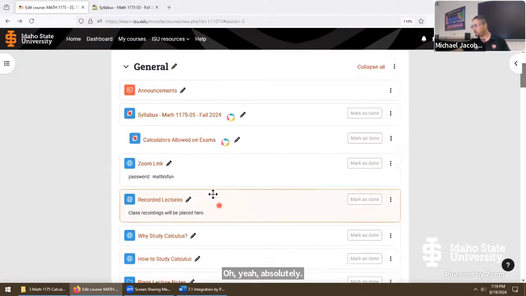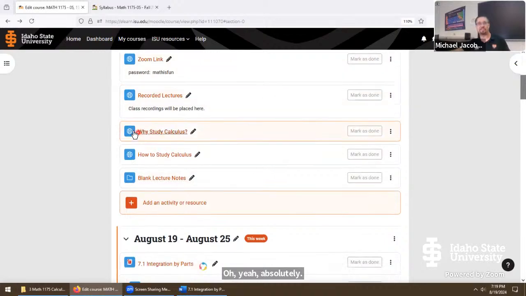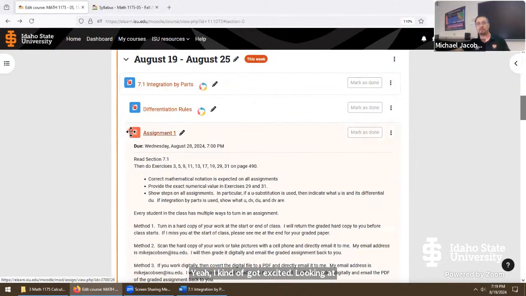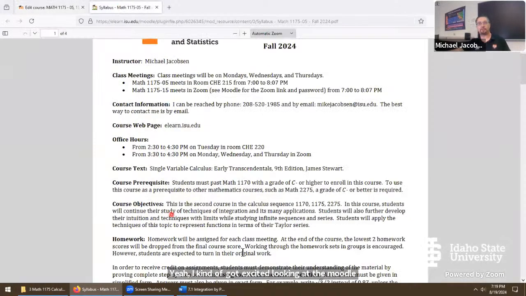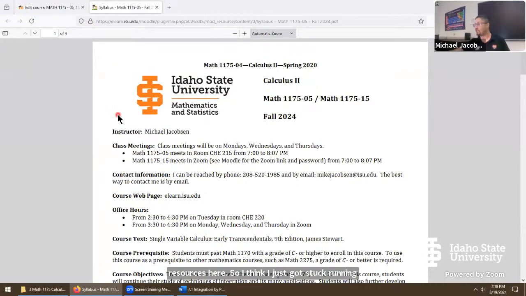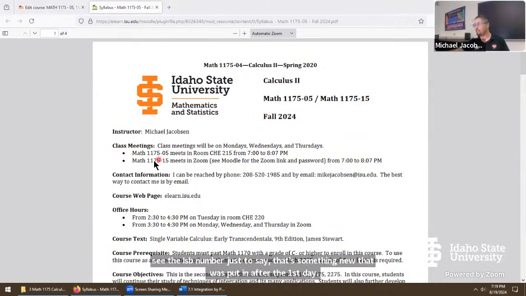I got excited looking at the Moodle resources here, so I think I just got stuck running through them. But eventually we have to get to the actual syllabus itself. This document hasn't been revised, but I am going to revise it shortly. Any changes I make are going to appear in red. We're going to see the ISBN number in red just to say that's something new that was put in after the first day. But here's pretty much how the course is going to run through the syllabus.